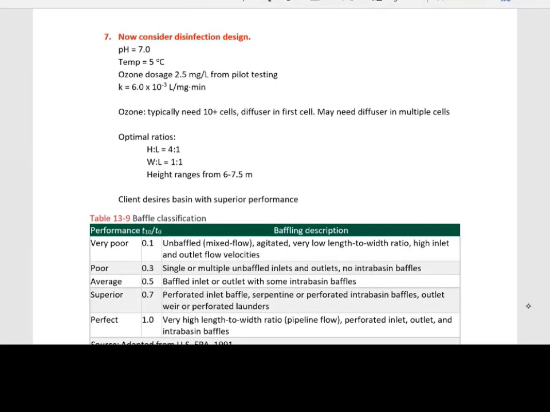So we're now to the point of starting to actually use this information in the design. We're going to continue with ozone. We haven't eliminated it. We have pH of 7. We will design the system for the lowest temperature, and that's because your rate of inactivation is lowest at the lowest temperature.